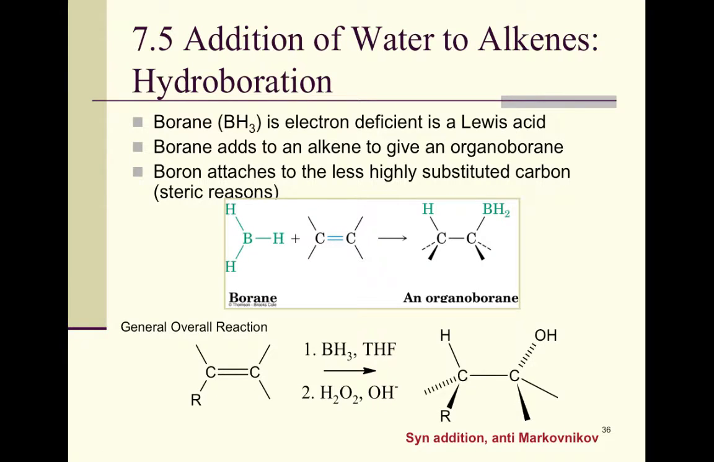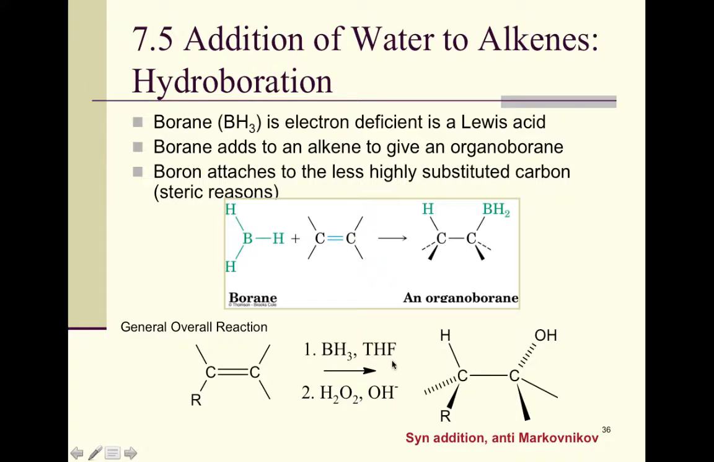Addition of water to alkenes, hydroboration. Borane, BH3, is electron deficient and is a Lewis acid. Borane adds to an alkene to give an organoborane. Boron attaches to the less highly substituted carbon for steric reasons. This is borane. Here's our carbon-carbon double bond. And what will happen is BH2 will add to one side and hydrogen to the other.